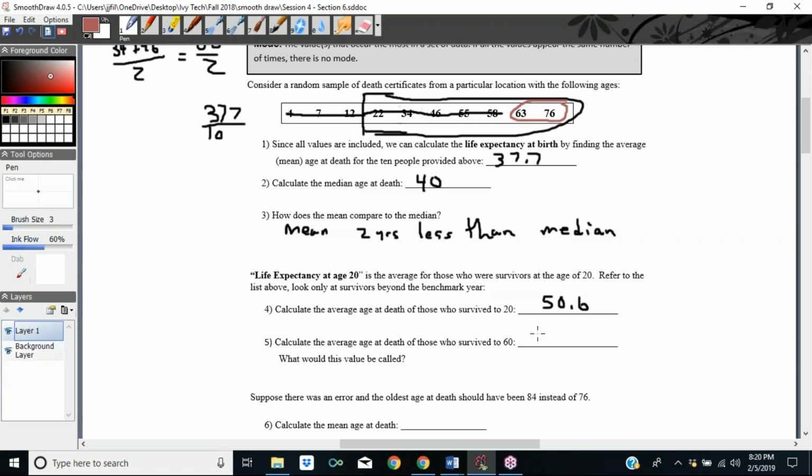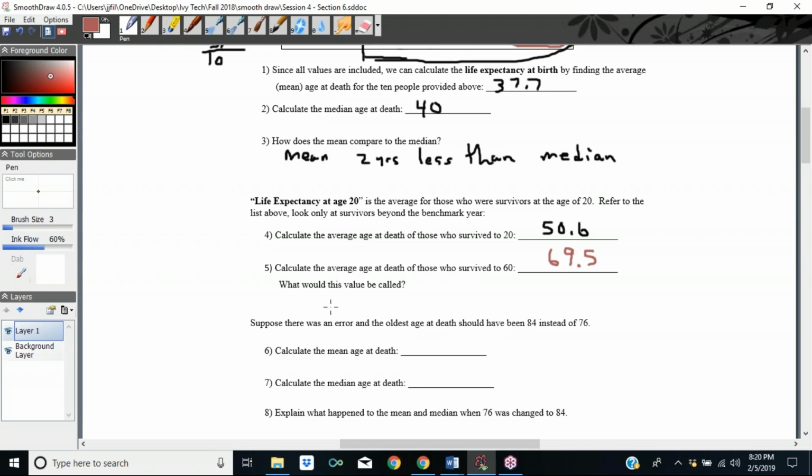And the life expectancy at age 60, so those who made it to age 60, would be 69.5. Awesome job, everybody. And then it says, what would this value be called? And that would be the life expectancy at age 60. And it's really for just this group of 10 people.